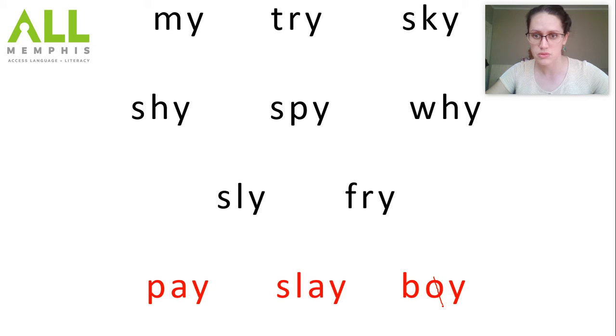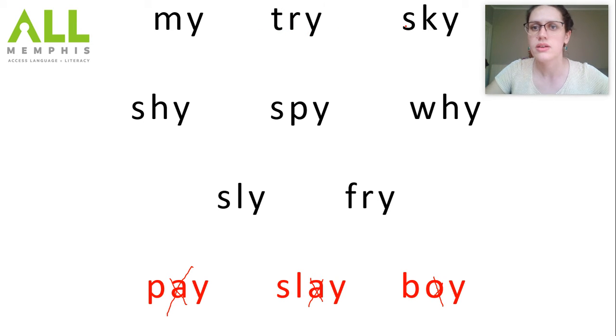Oh, that's a vowel. What comes before the Y here? An A. A is a vowel. What comes before the Y here? Another A, right? So these words are pay, slay, and boy. They don't follow this rule because they don't have a consonant before it. But this one does. So what comes before the Y? An M. It's going to say I. My.